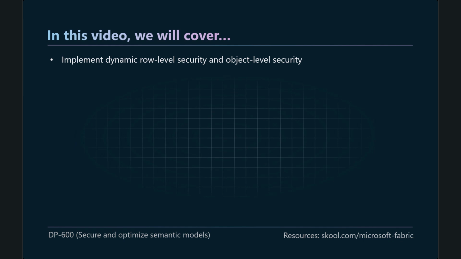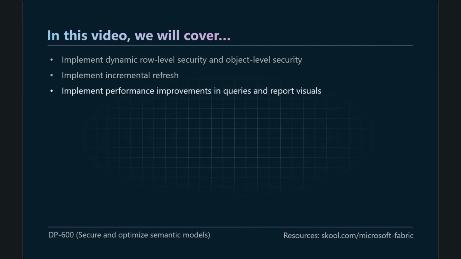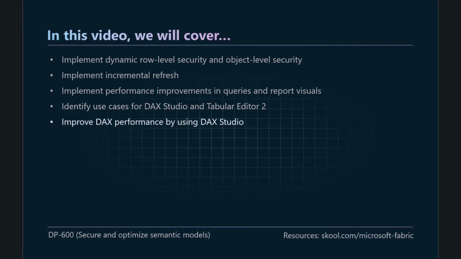Specifically, we're going to be looking at implementing dynamic row-level security and object-level security, implementing incremental refresh, implementing performance improvements in queries and report visuals. And to do that, we're going to dive into the use cases for external tools like DAX Studio, Tabular Editor 2, and then we're going to go into a bit more detail about, okay, what can we actually do in terms of improving DAX performance in DAX Studio, and also optimizing semantic models using Tabular Editor.